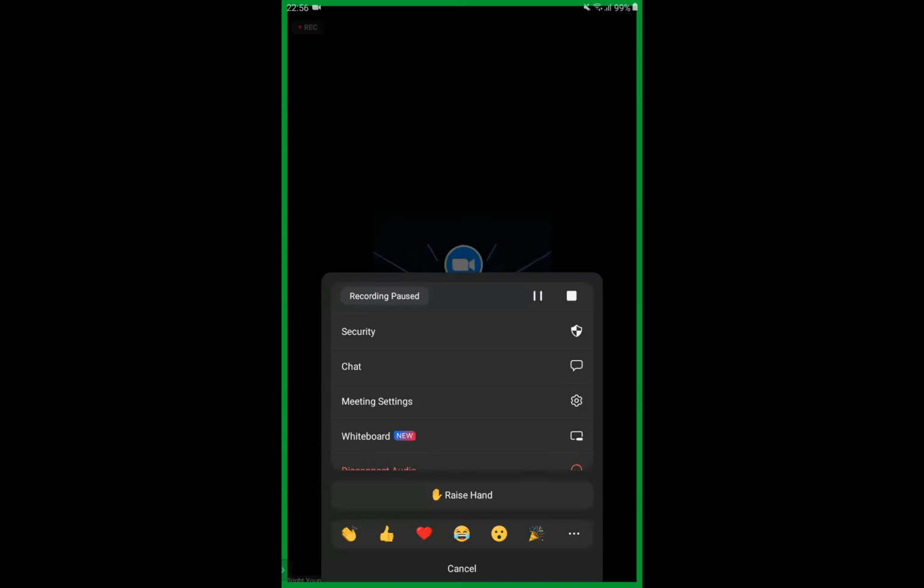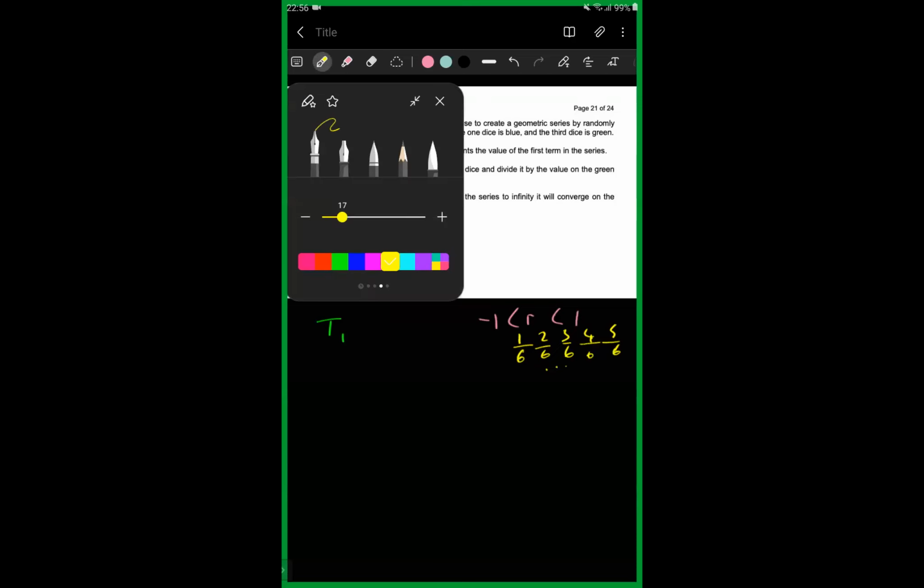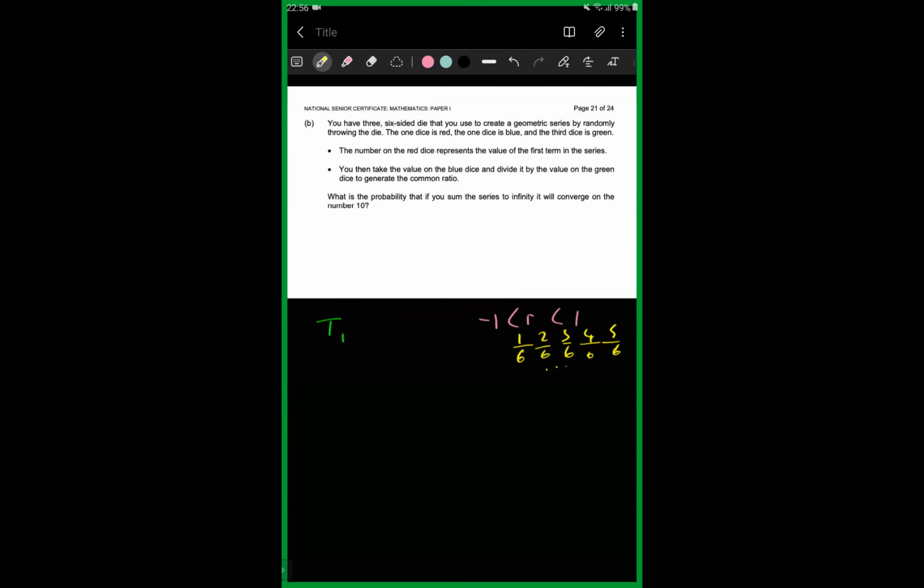Anyways, I've only just looked at this question for a few seconds, and without overthinking it, I think the idea is to just work backwards. They asked, what is the probability that if you sum the series to infinity, it will converge on the number 10? So what we already know is that your sum to infinity is equal to 10.